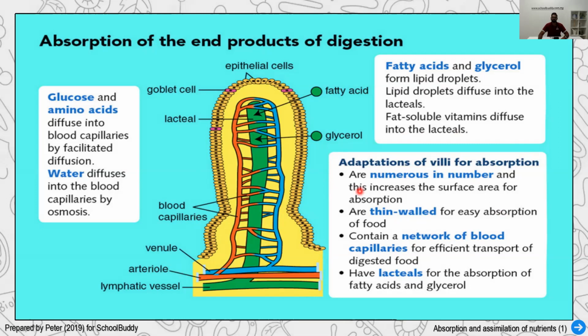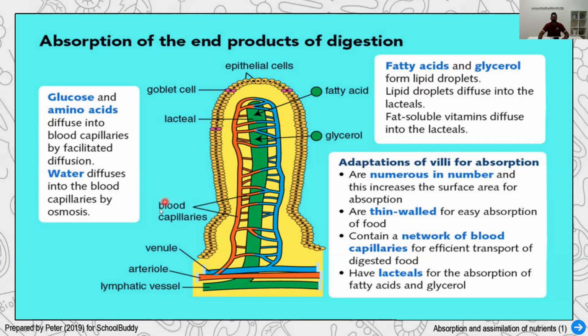First, we can see there are a lot of villi present at the small intestine. Because there are a lot of these villi, you're going to increase the surface area for more absorption of food. So more villi, increased surface area, more absorption. And you can see that the epithelial cell has a very thin wall, and if it's a thin wall, there's going to be easy absorption of food. That's not going to be difficult. If the epithelial cell is very thick, then it's going to be more difficult to absorb.